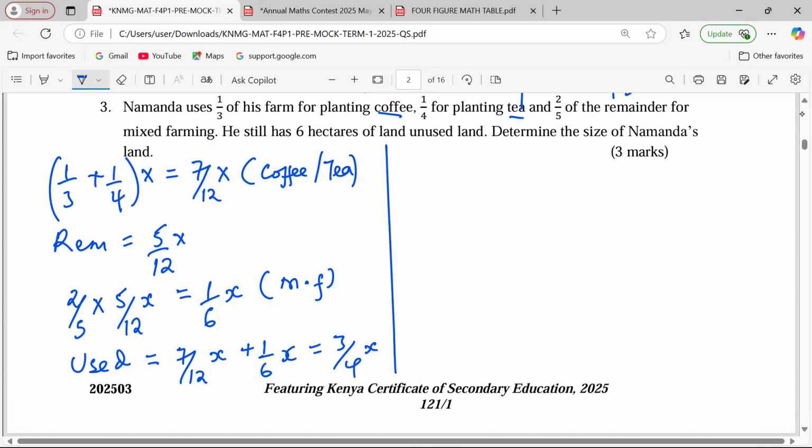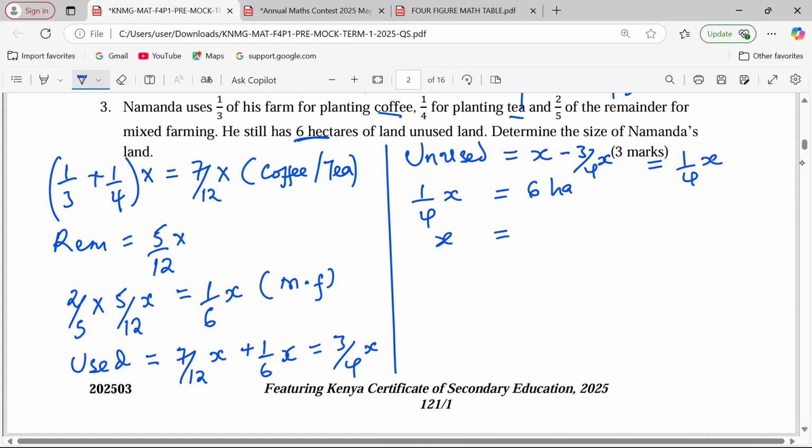Now that means the exact remainder, the unused land, is going to be x minus 3/4 of x. This gives us a quarter x. So a quarter of this land has been provided as 6 acres. A quarter x equals 6 acres of land. What about x itself?